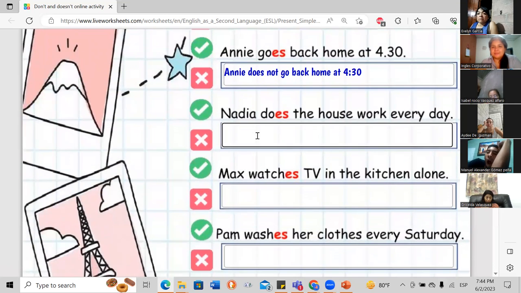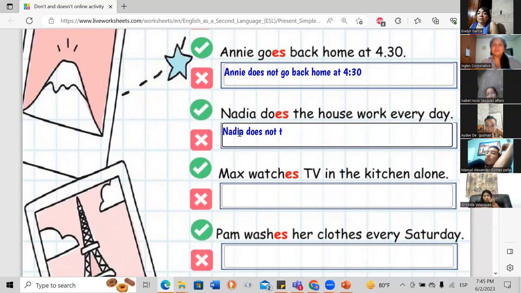Okay, Nadia. Nadia, do. Does. Do. Nadia doesn't. Does not do. Nadia does. Does not do. They have work every day. They have work every day.